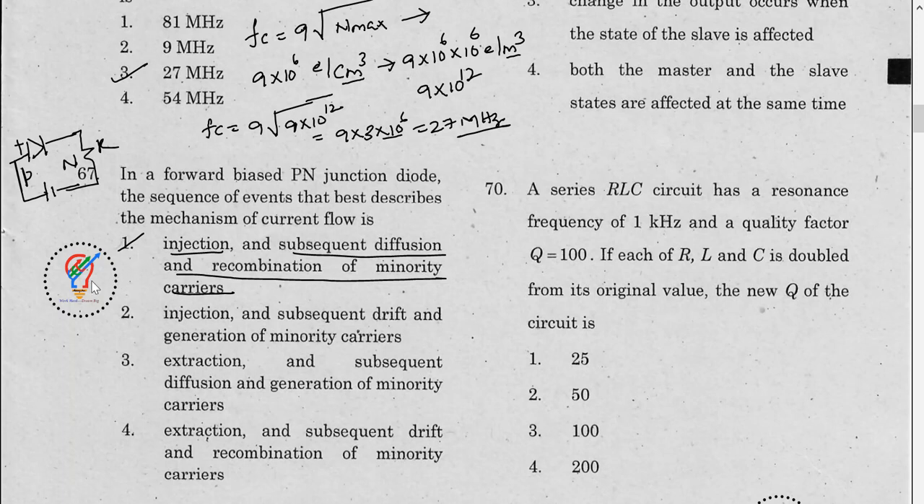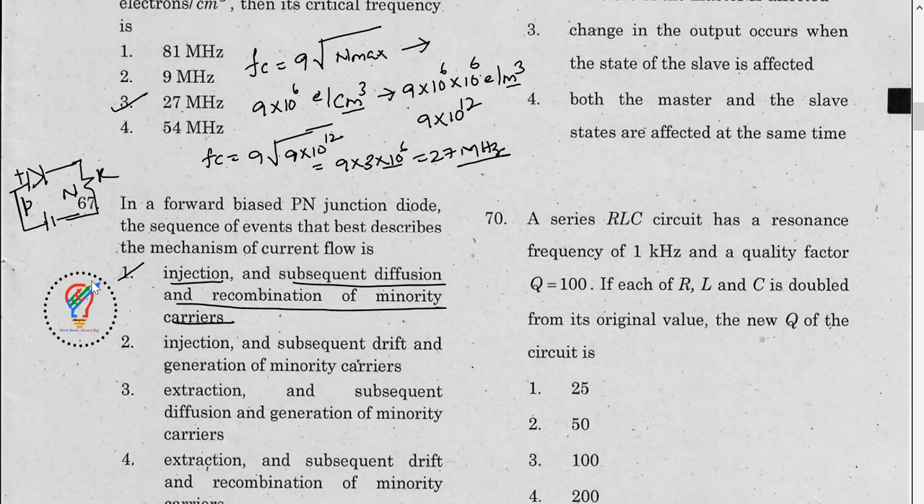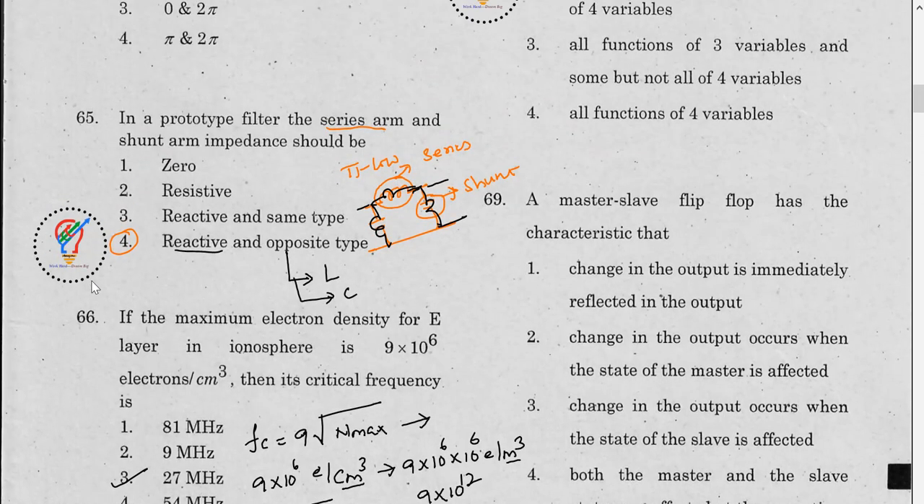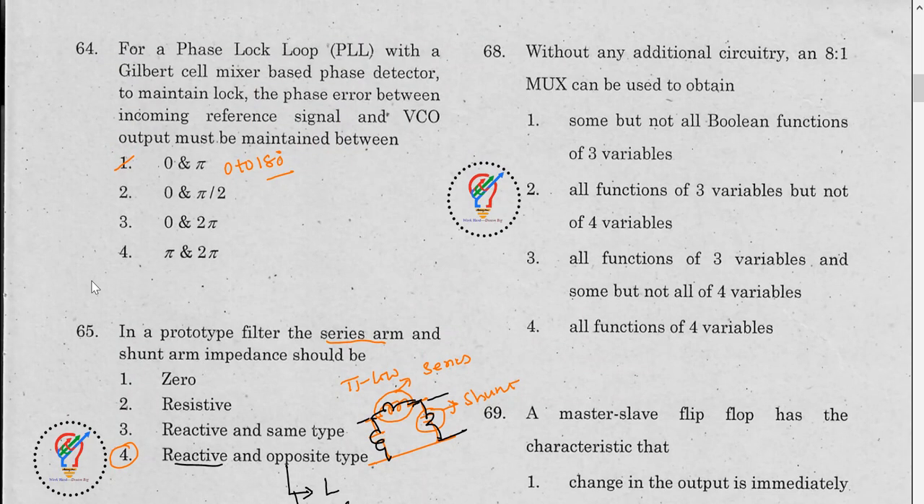Next question, we will move to the 68th question here. Without any additional circuitry, an 8:1 mux, that is a multiplexer, can be used to obtain what? So generally, what is a mux? A multiplexer has 8 input lines, and 2 power n means 2 power 3, so 3 select pins, and the output is 1.